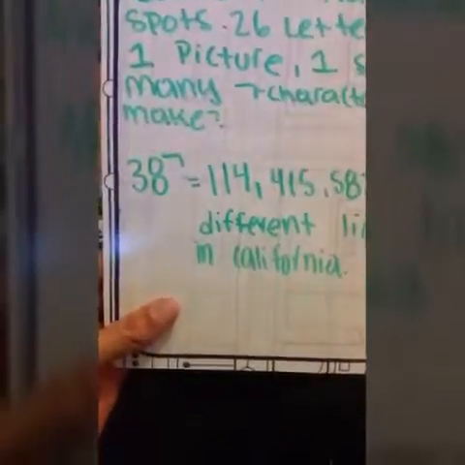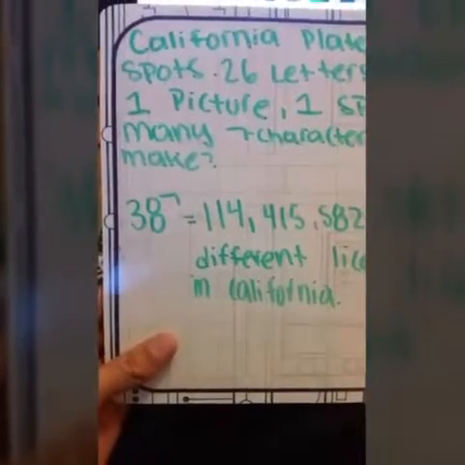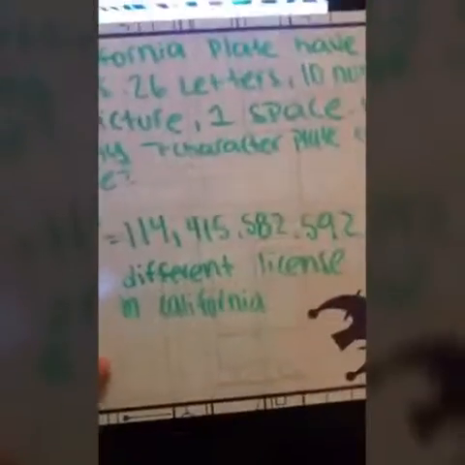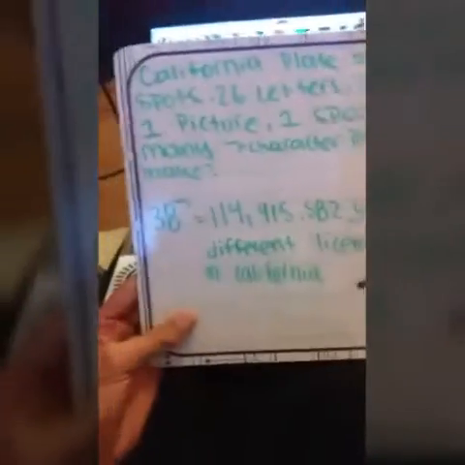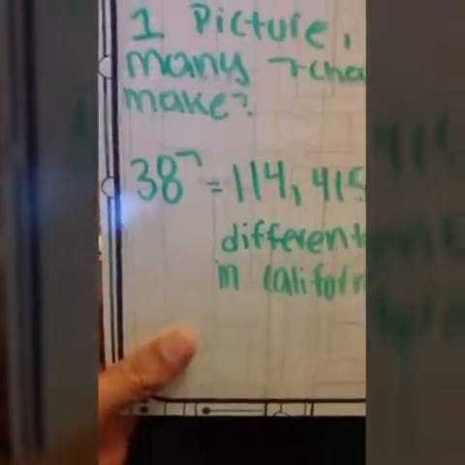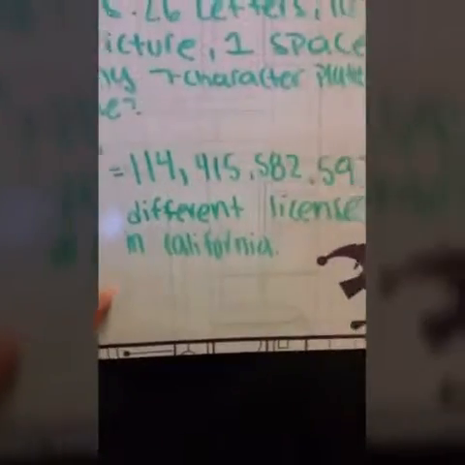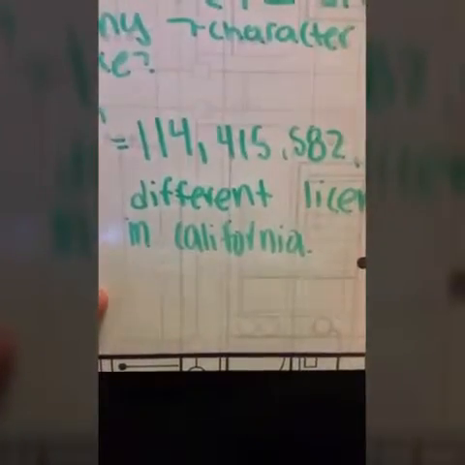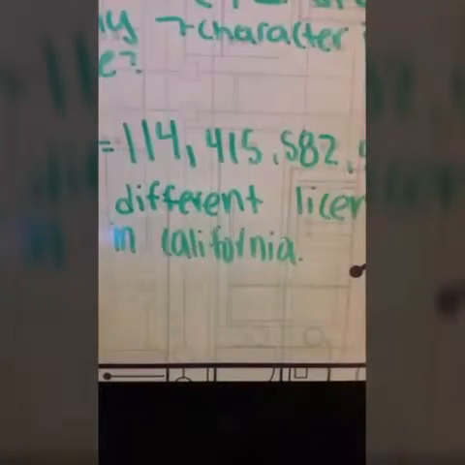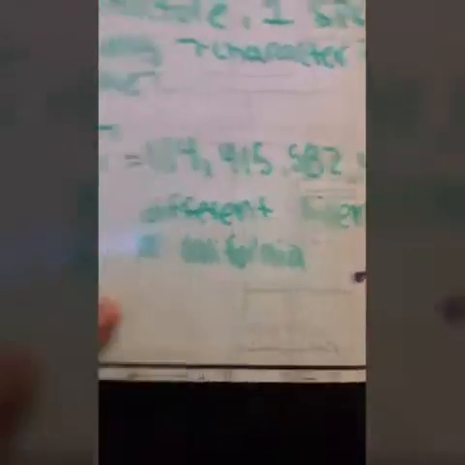Well, first, since there's 7 spots, for each spot you can create 38 total, because for the letters it's 26, and then 10 numbers, 1 space, and 1 picture equals out to 38. And since there's 7 spots, you'll do 38 times itself 7 times. So after you get done with the math, it will be 114,415,582,592 different license plates you can create in California.